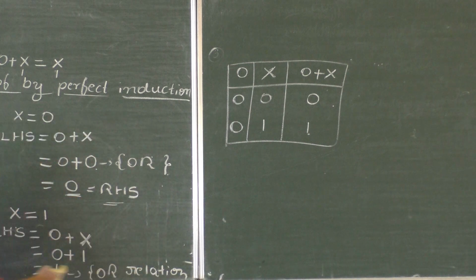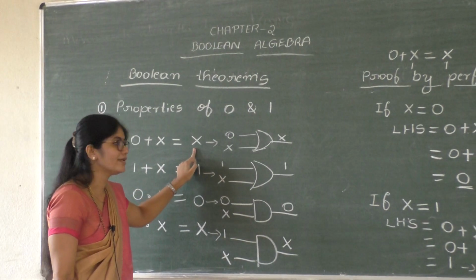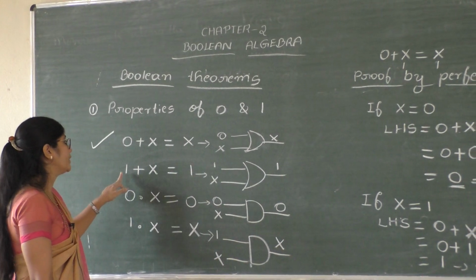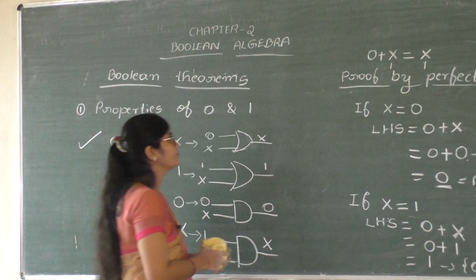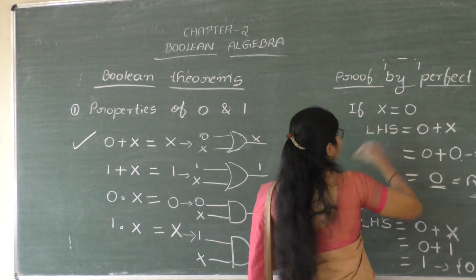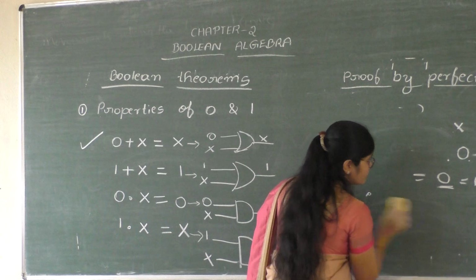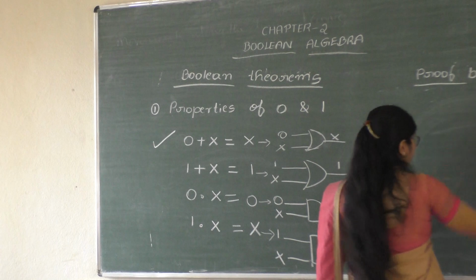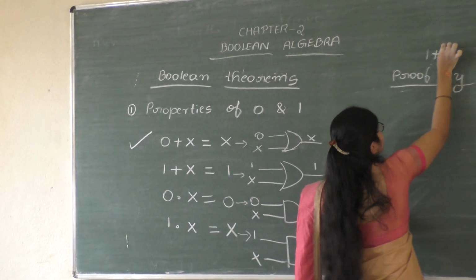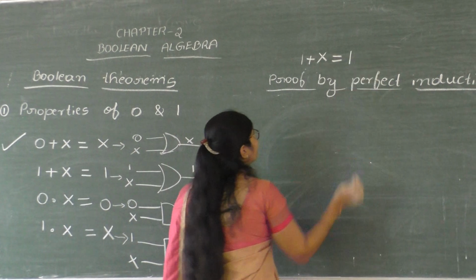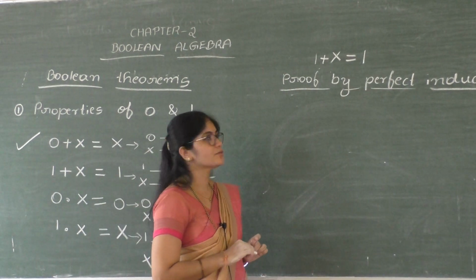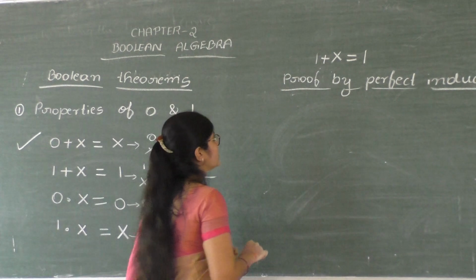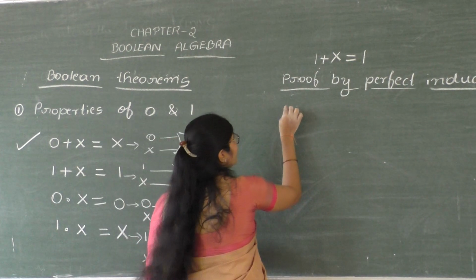Next, second property. So we have proved the first property, 0 plus x equal to x, using proof by perfect induction method as well as truth table method. Next property, 1 plus x is equal to 1. In proof by perfect induction method, we are substituting the variables with 0 and 1.